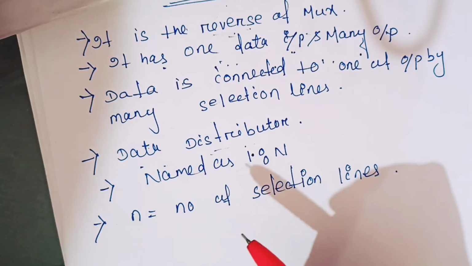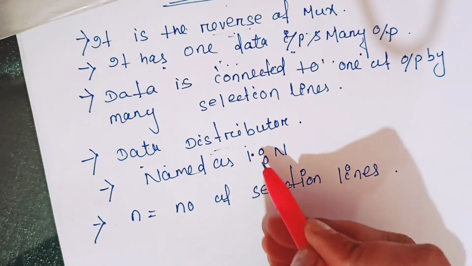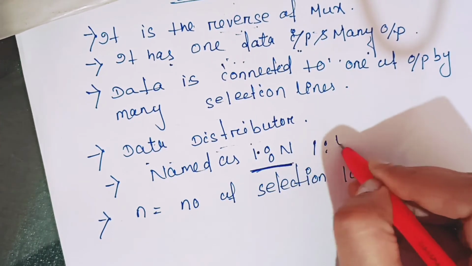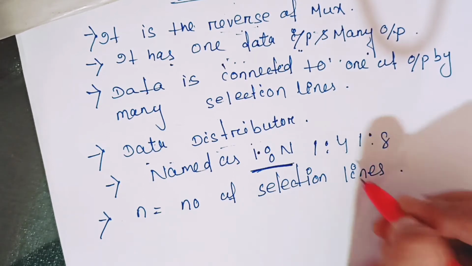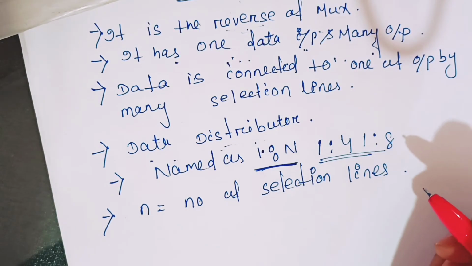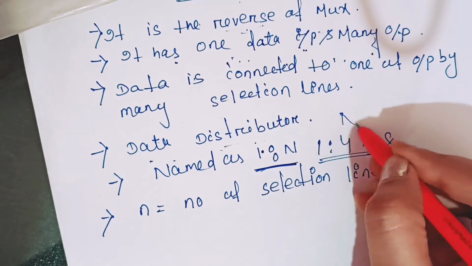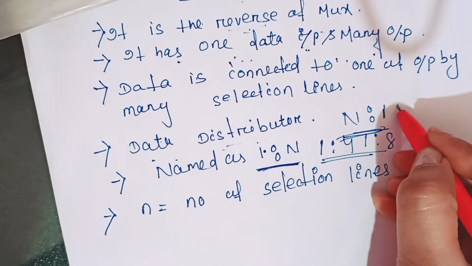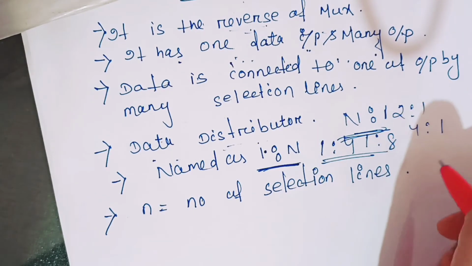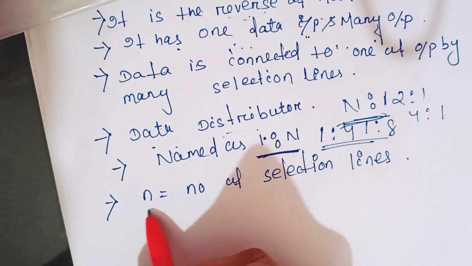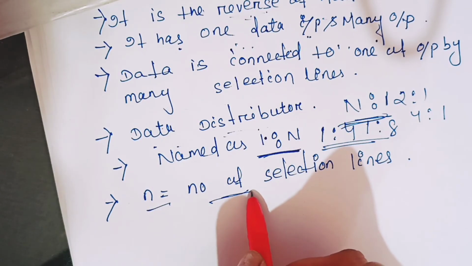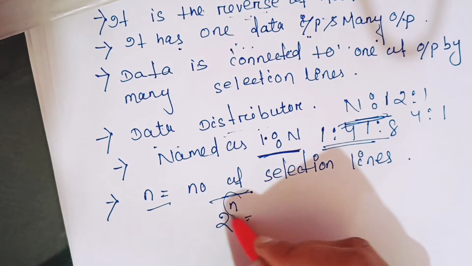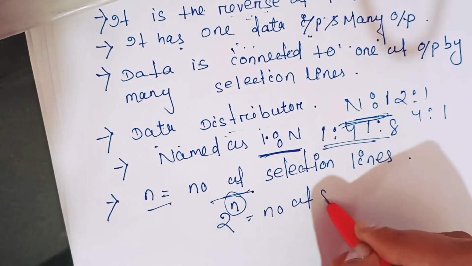Remember one thing: a DMUX is named 1:n, just like 1:4 DMUX or 1:8 DMUX, for example. But a multiplexer is named n:1, like 2:1 MUX or 4:1 MUX. Here n is the number of selection lines, and there is a formula: 2 to the power n, where n is the number of selection lines.